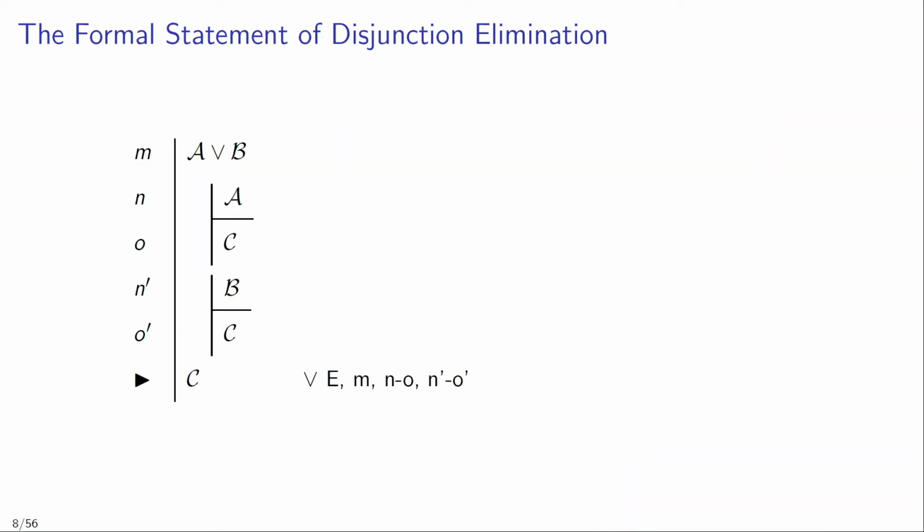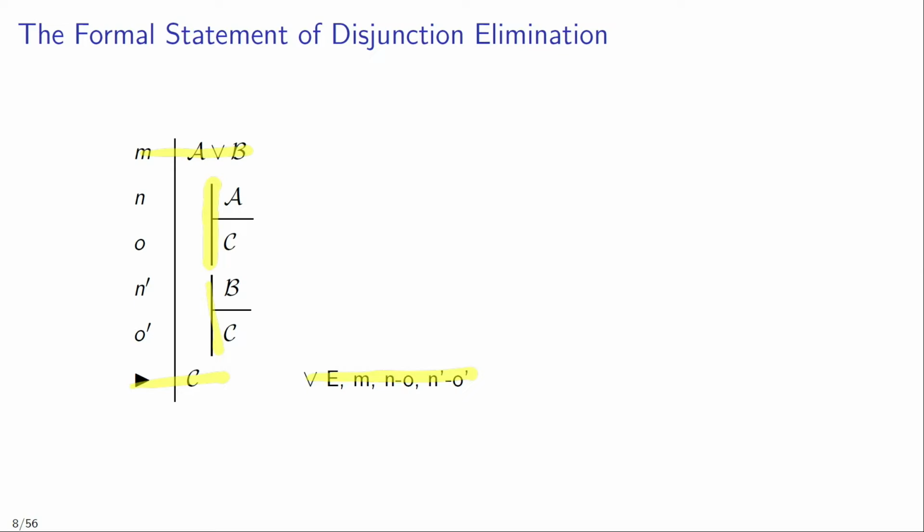So what does disjunction elimination look like formally? Formally speaking, disjunction elimination makes use of two subproofs. Suppose that in line M of your proof, you have the disjunction A or B. And suppose also that under the supposition that A, it follows that C, and under the supposition that B, it also follows that C. You can then infer C and justify this conclusion by means of disjunction elimination applied to line M, that's the line with your disjunction, and the two subproofs, N to O and N prime to O prime.